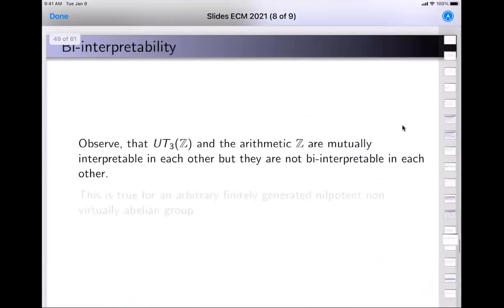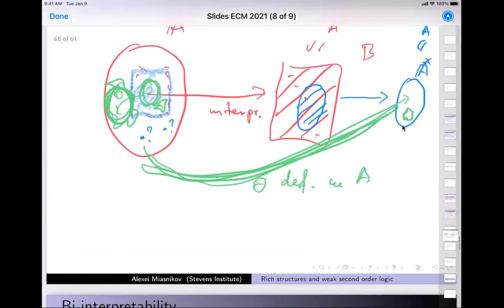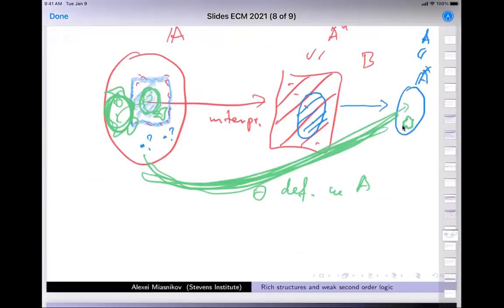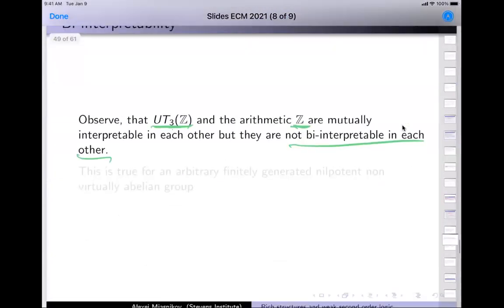Bi-interpretability and mutual interpretability are different. For example, if you have the Heisenberg group or UT3, unit triangular matrices of size 3 over Z, and the arithmetic Z, the ring of integers, each of them is interpretable in the other, even without constants. It's absolutely interpretable. But they are not bi-interpretable because there is no definable theta here. And that's a big deal.